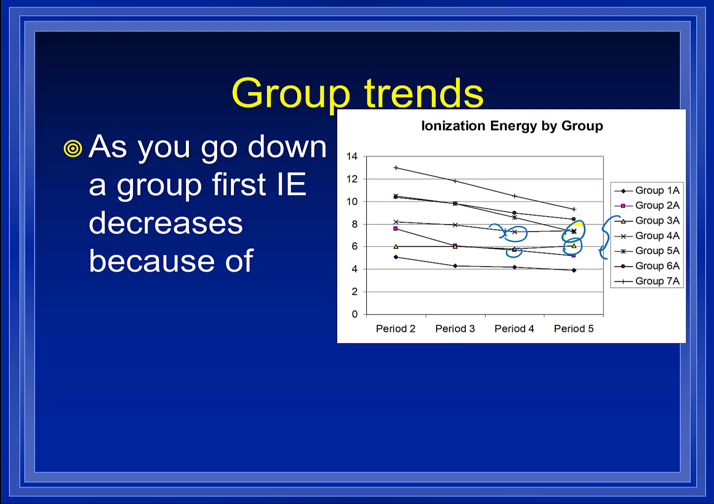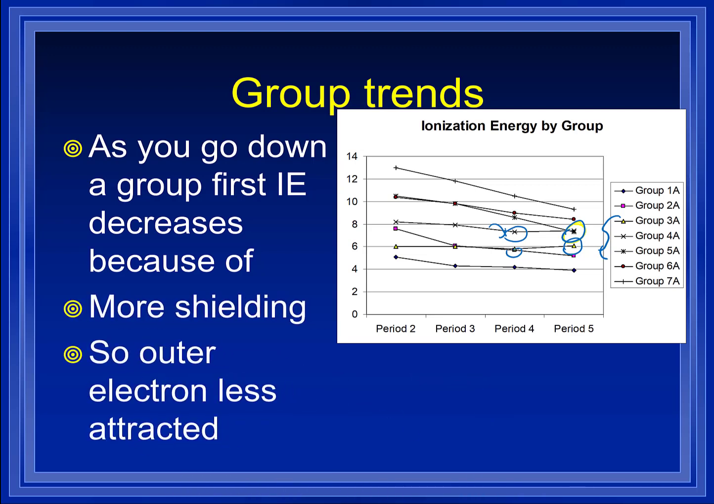But why, as you go down a group? What changes as you go down a group? Energy levels and shielding. So more shielding, more energy levels, less attraction for that outer electron.